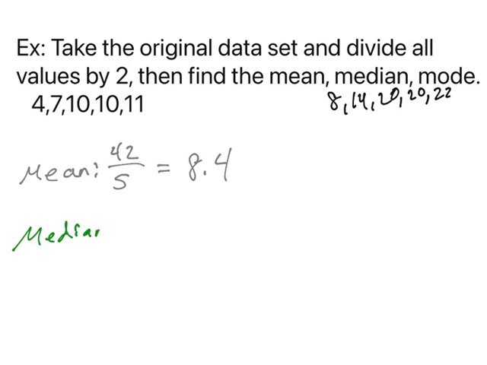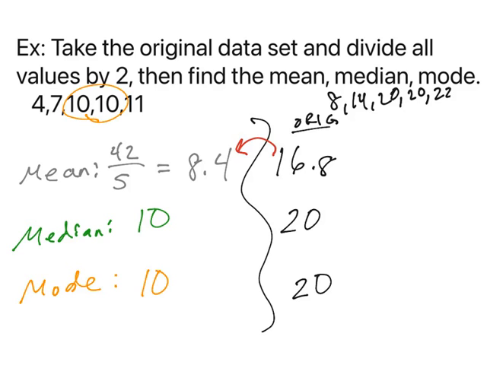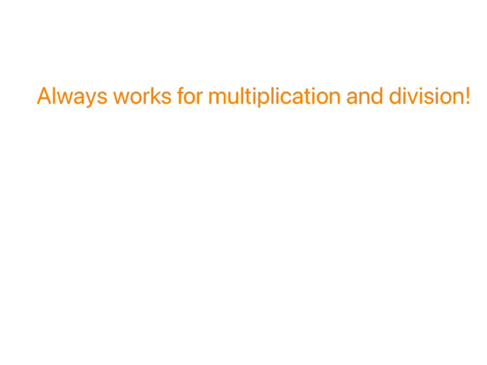To find my median, I take my middle number, which is 10, and the mode, which appears most often. In this case, there are 2 10s, so my mode is 10. Again, let's compare to the original, which in this case was 16.8, 20, and 20. So if you look at that, from the original to my new one, I divided by 2 every time. So when I divide all values by 2, it also works that the mean, median, and mode will divide by 2. So this again always works for multiplication and division.